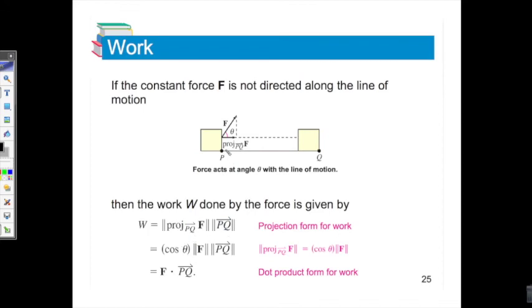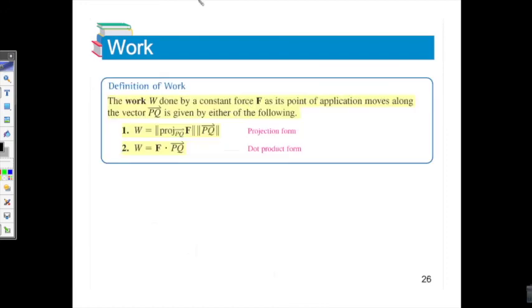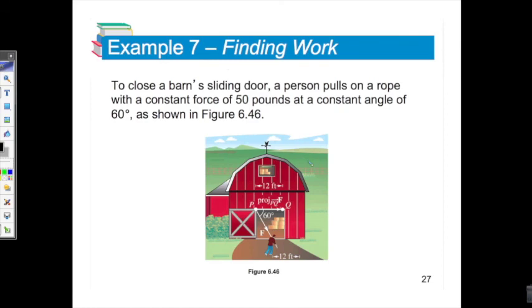All right, so this can be written in a couple different ways. One where you have actually projection times the distance, one where it's the cosine times the force times the distance, and another where it's the dot product of the force vector and the distance itself. So here are the two basic forms that we want to look at: the magnitude of the projection of the force times the magnitude of the distance, and the dot product of the force vector and the distance vector. So let's look at this one.